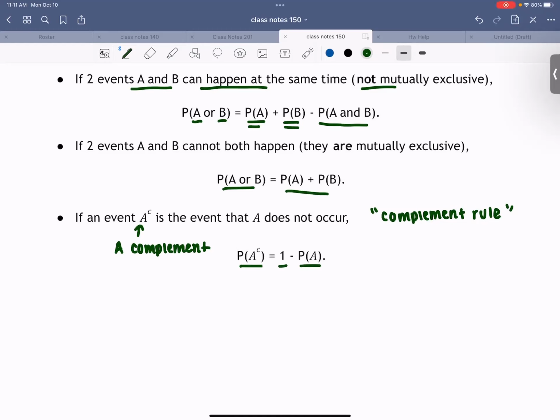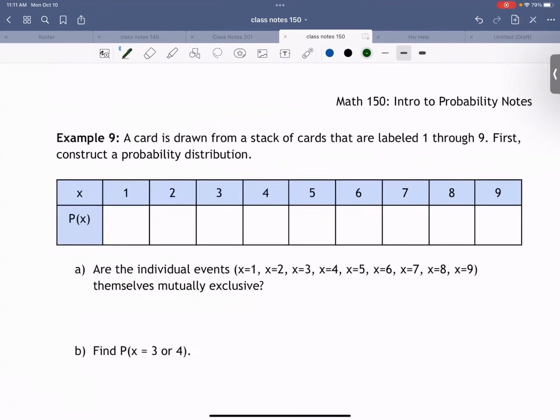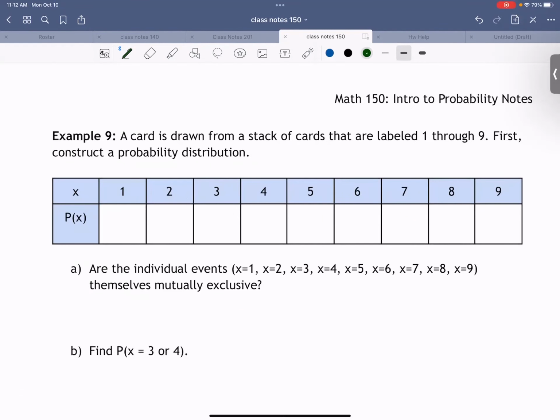Now I know this sounds really abstract. Let's do a few examples and maybe you'll clear things up. Okay. So we have example number 9. We have a card and it's being drawn from a stack of cards and they're all labeled 1 through 9. So just a stack of cards, labeled 1 through 9, picking a card from the stack.